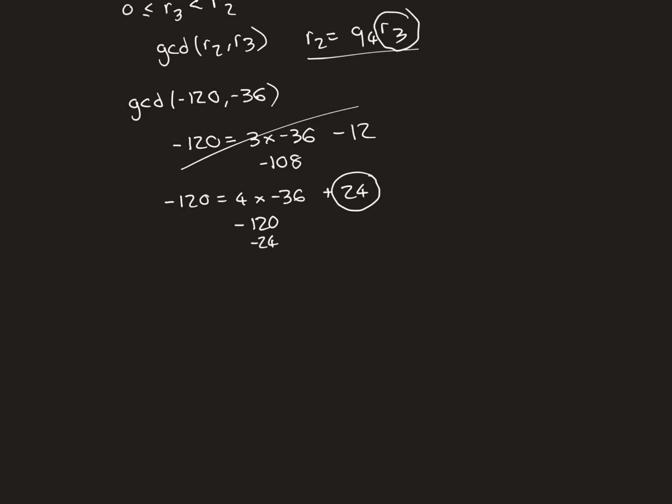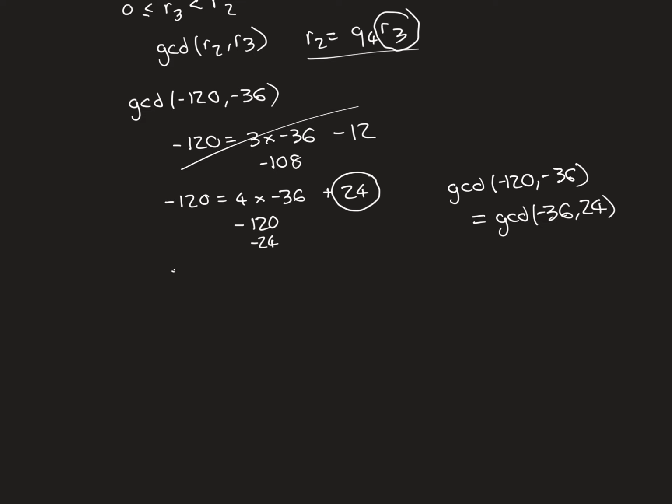Okay, brilliant. So now what we can conclude is that GCD of negative 120 and minus 36 is the same as the GCD of minus 36 and 24. And you can see, beautiful, we've got rid of a horrible big negative number and replaced it with a lovely much smaller positive number. So it's going rather wonderfully.